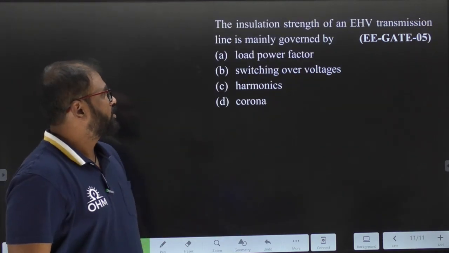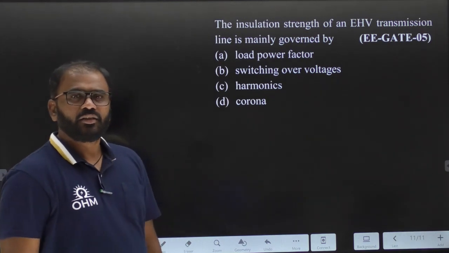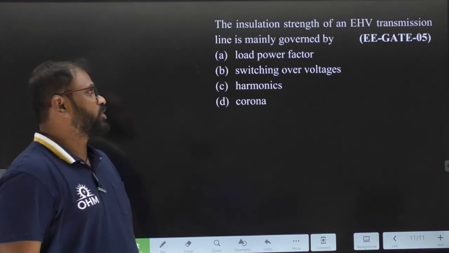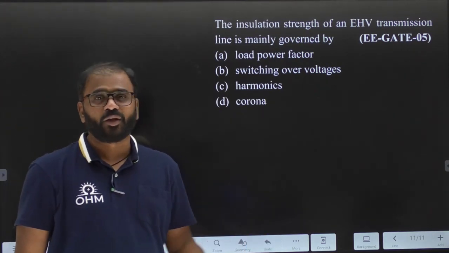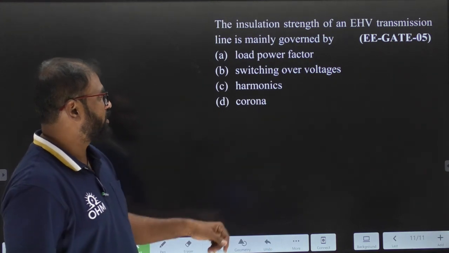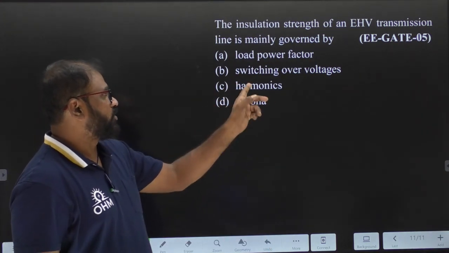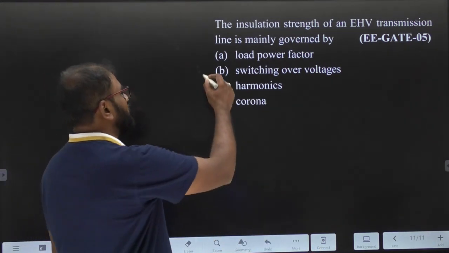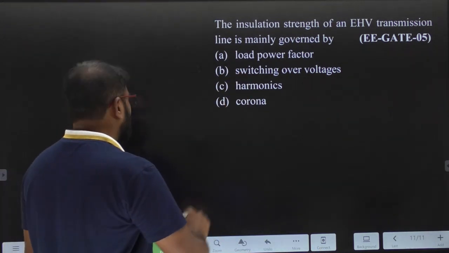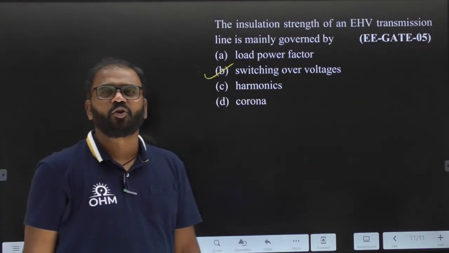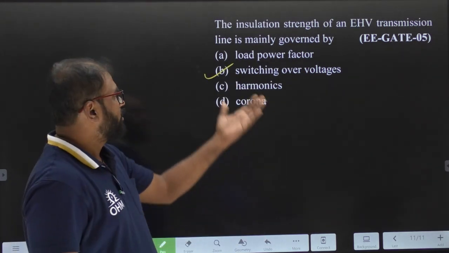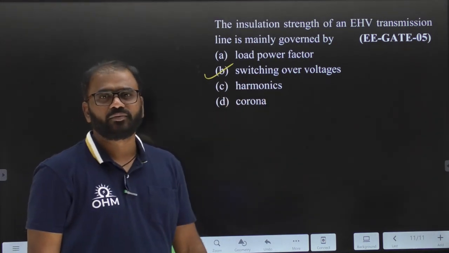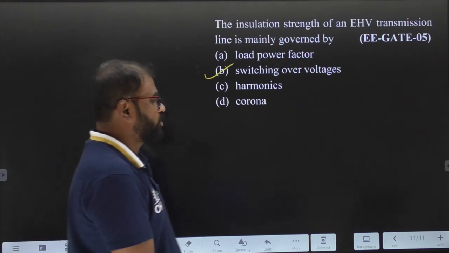If you notice, this question is already asked, correct or not? Just now we discussed. The insulation strength of an EHV transmission line is mainly governed by... he has not mentioned the operating voltage here. But if you go through the options, only one option is saying switching over voltage. Lightning over voltage is not there. That's why the answer is switching over voltage. Truly speaking, the insulation level is decided either based on lightning over voltage or switching over voltage. But no other option is there except switching over voltage. That's why the best answer is B. Clear? Now we'll move on to the next question.